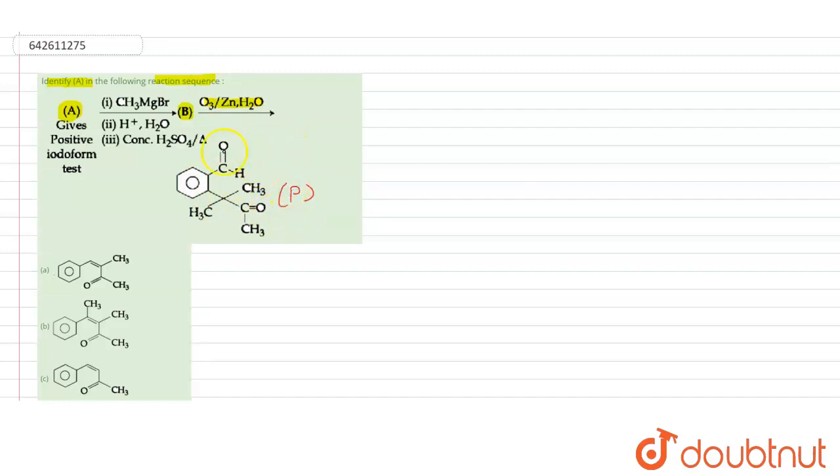Now we have to find out this A compound, and we are given the information that this A is giving a positive iodoform test. So what do we mean by a positive iodoform test? The compound which gives a positive iodoform test must have a CH3CO group. So this group must be there for showing a positive iodoform test.